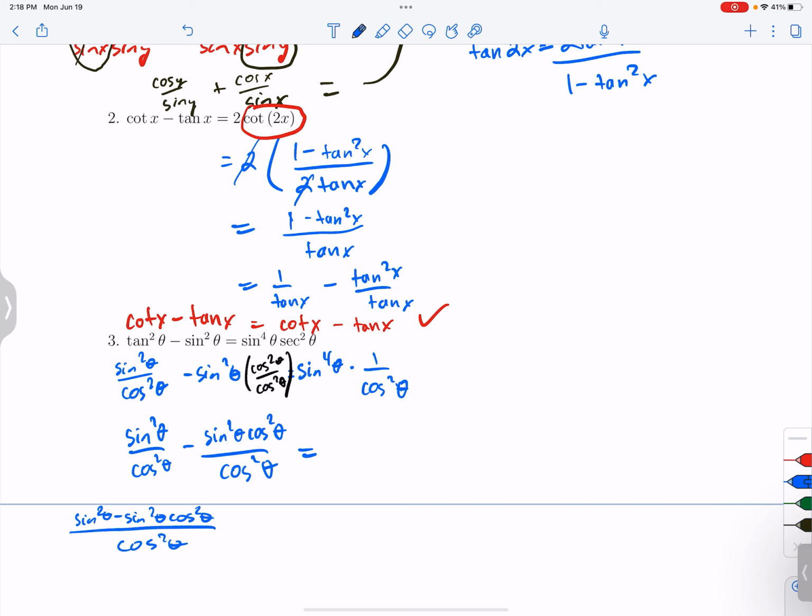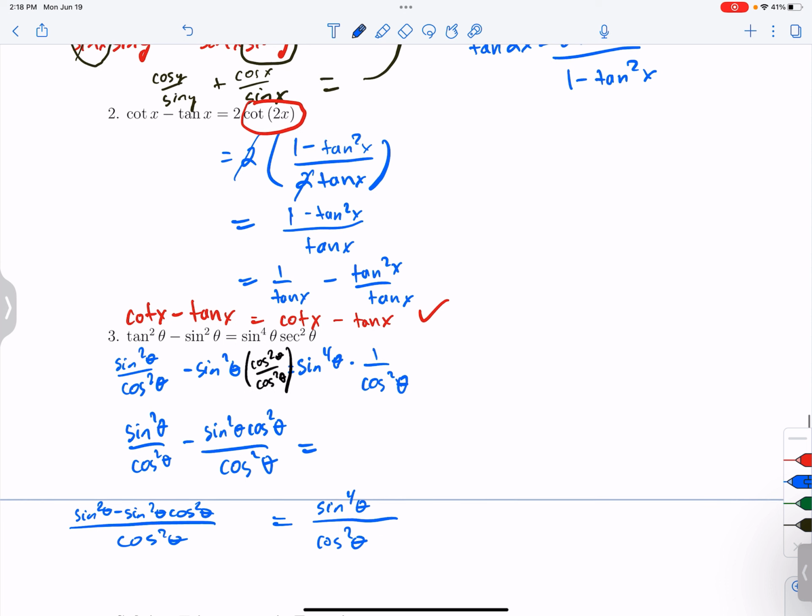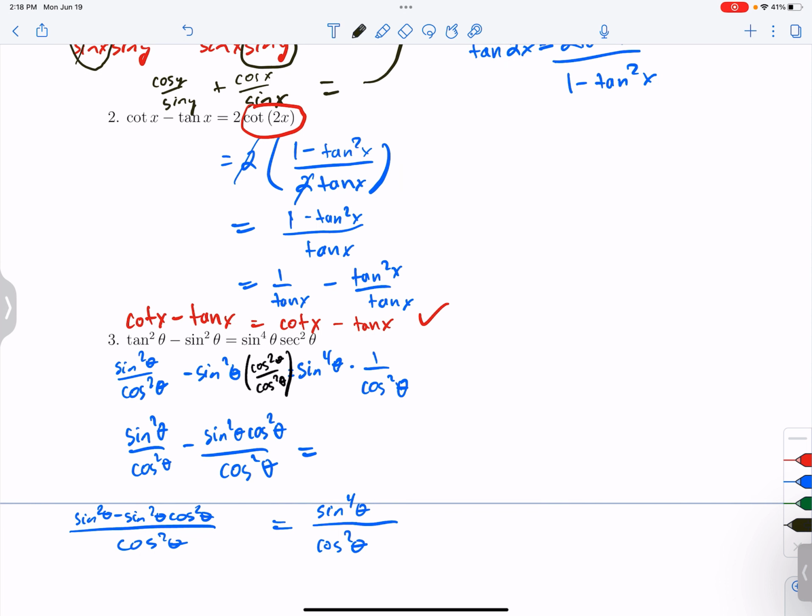And the reason to do that is, it's looking closer to what we have on the right-hand side, although it's not exactly the same. When I multiply the two fractions on the right-hand side, this is what I get. So the denominators are the same, but I don't yet have the numerator the same. So I'm going to rewrite this over here, and let me copy this.